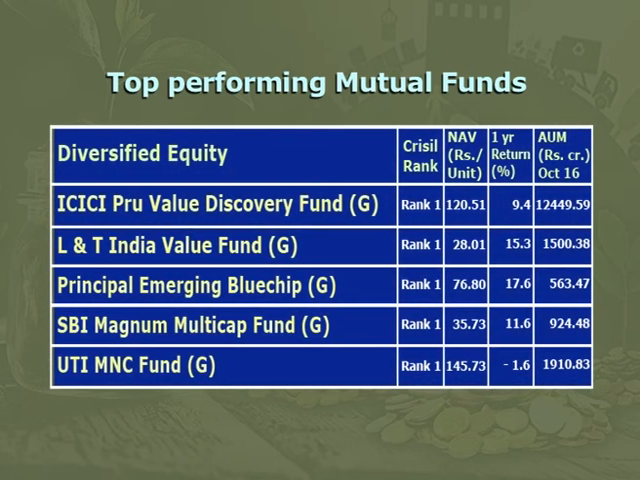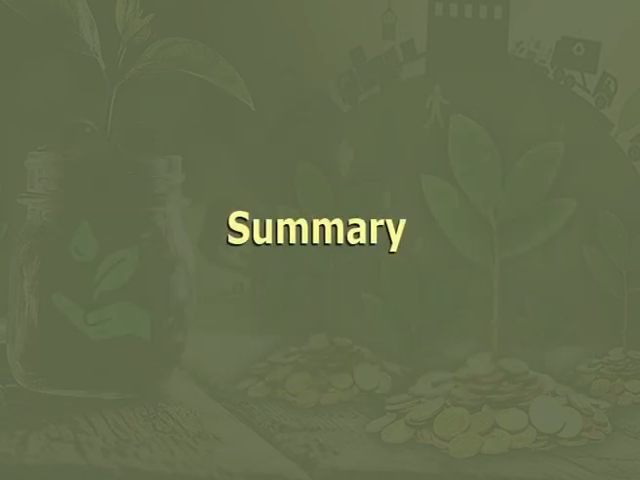In the diversified equity sector, CRISIL has given rank 1 to ICICI Prudential Value Discovery Fund, L&T India Value Fund, Principal Emerging Blue Chip Fund, SBI Magnum Multicap Fund, and UTI MNC Fund. The information has been sourced from www.moneycontrol.com/mutualfunds/top-rated-funds.